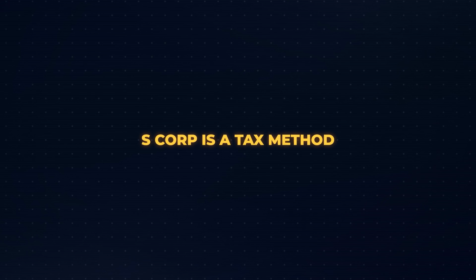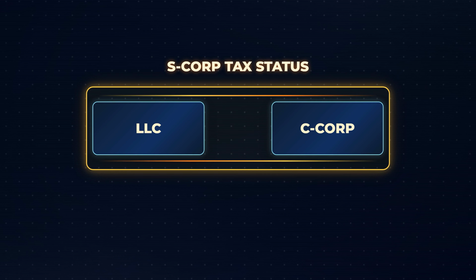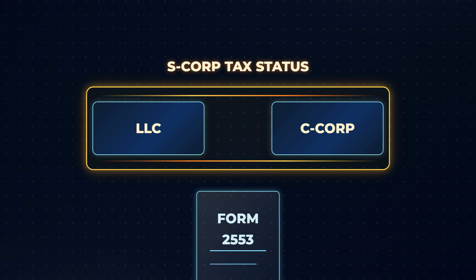Now, the first thing I want you to understand is that an S Corp is simply a tax method. It's a tax election. You're not actually forming a brand new type of entity called an S Corp. What you're doing is taking your existing entity, whether that's a C Corp or an LLC, and electing to have it taxed as an S Corporation. And you do that with a specific form that we're going to get into in just a moment.